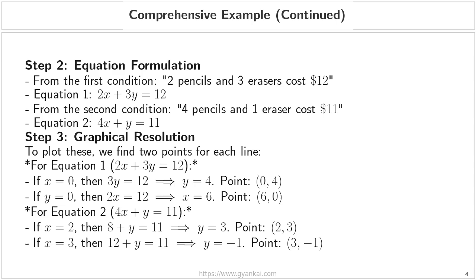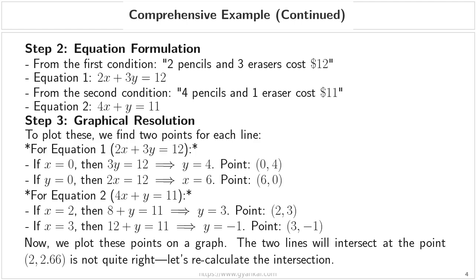If we let x be 3, then 4 times 3 is 12, and 12 plus y equals 11, which means y equals -1. That gives us our fourth point, (3, -1). Once we plot all these points on our Cartesian plane and draw the straight lines through them, we are looking for the exact spot where the 2 lines cross.